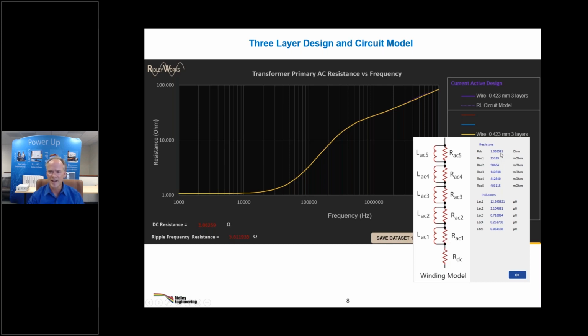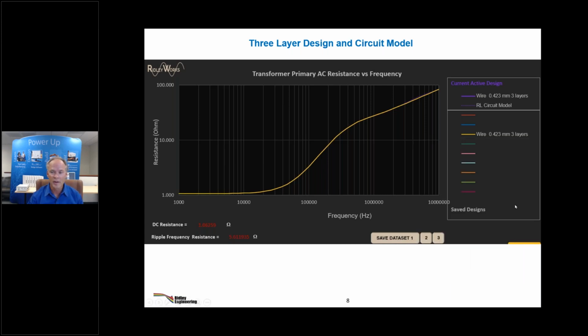And you can see the size of these resistors. The first one is 1 ohm. The second resistor is 25 ohms, and then 50, 142, 400, and 403 ohms. So these resistors climb rapidly. At high frequencies, the current has to flow through all the resistors. At low frequencies, it just flows through the DC resistance. Okay, so we can match the circuit with this network.